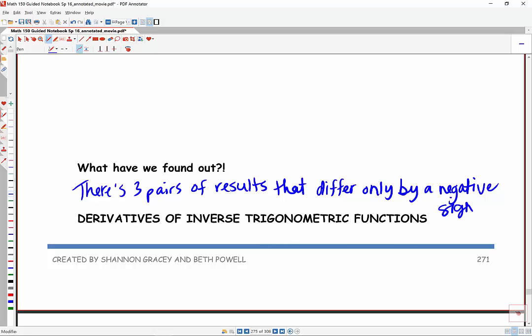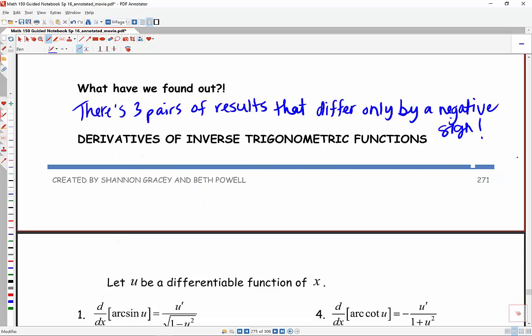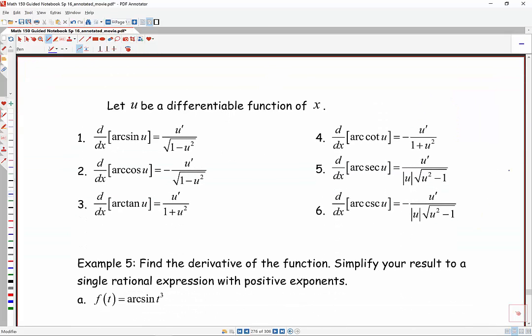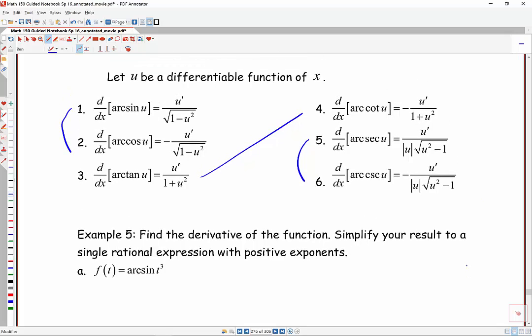So here's the official derivatives of the inverse functions when we've got a potential function of x. Do you see that our arc sine and our arc cosine derivatives just differ by a sign? So this is one pair, and then 3 and 4 are another pair, and then 5 and 6 are the third pair. You want to memorize this stuff and be able to use it. Now we get into being able to find the derivative of these functions.